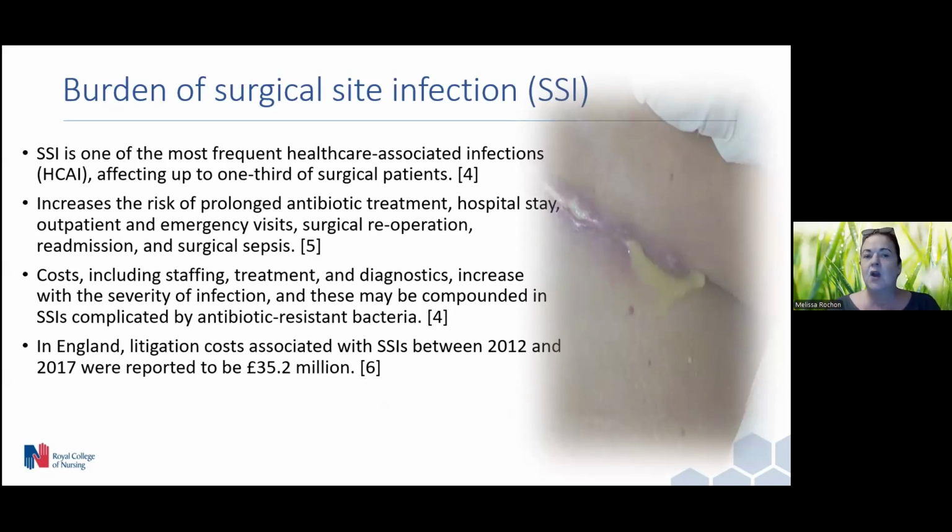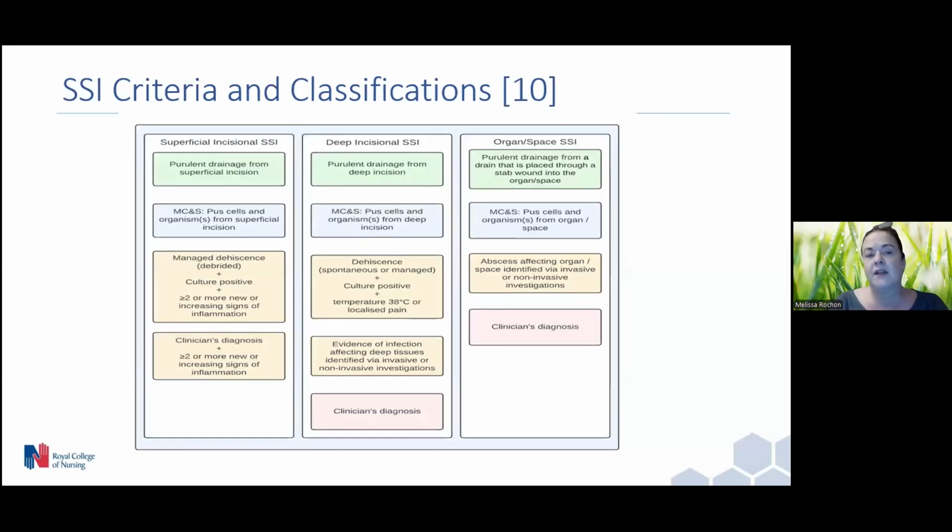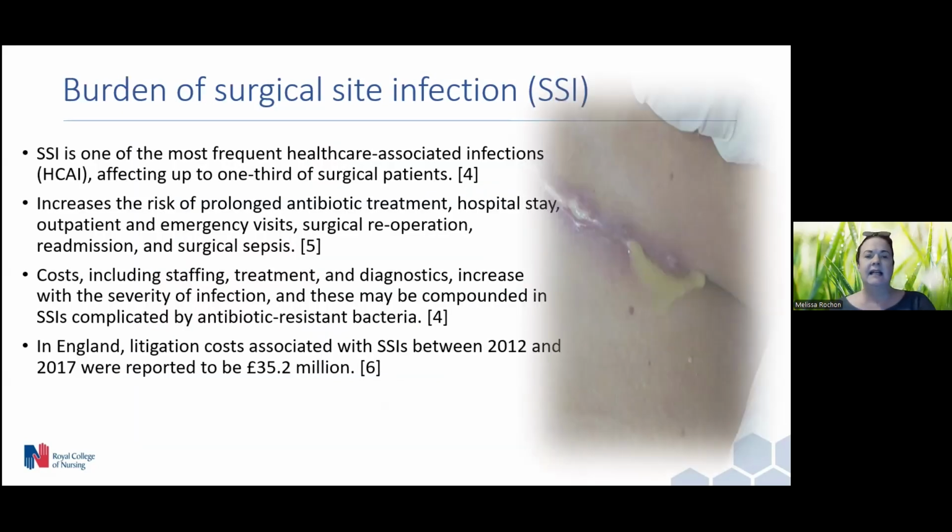So SSIs, as you know, are a globally really important form of HCAI. And SSIs increase the risk of prolonged antibiotic treatment, hospital and ITU stays, NHS visits, including emergency visits. They increase the risk of surgical reoperation, readmission, and are accountable for about a third of your surgical sepsis cases. And these are really costly too. And those costs will increase depending on the depth or severity of infection.